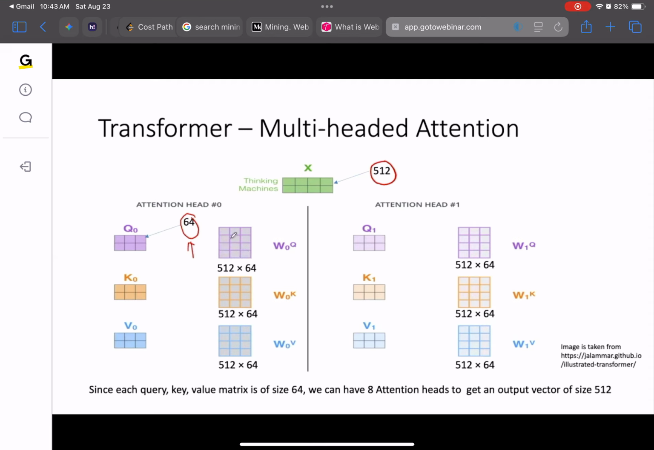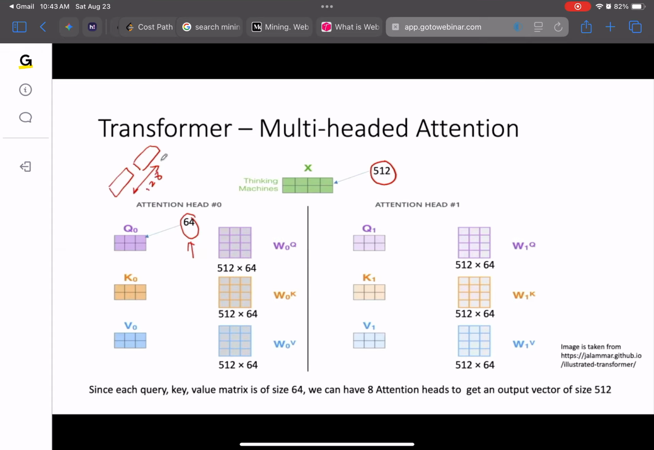Since we have reduced the dimensions, there's a concept called multi-head attention, where we generate several such 64 dimensional contextual representations for every input word, and then we concatenate them. So let's say you concatenate two vectors of 64 dimensions, you get a combined vector of size 128.